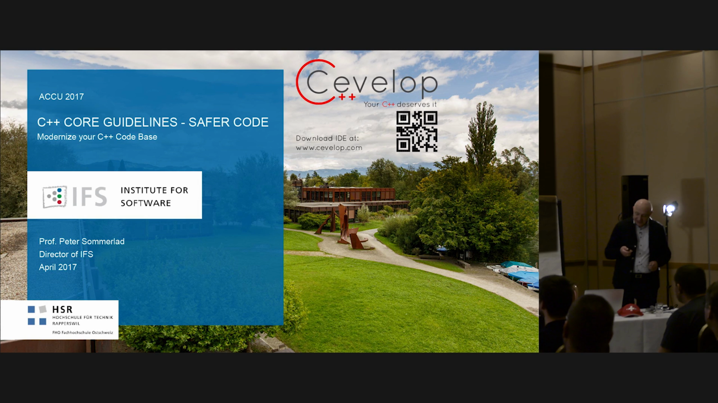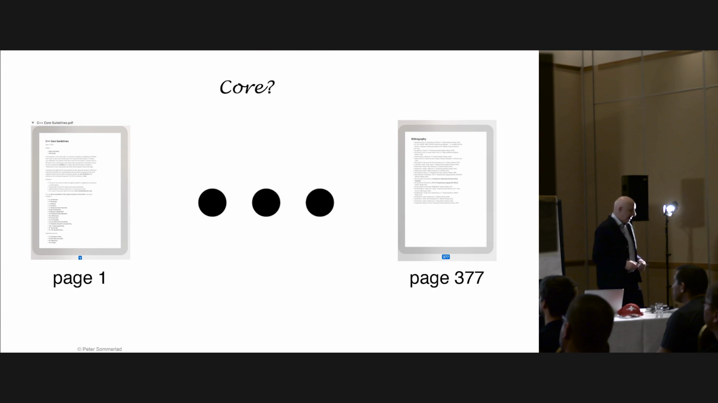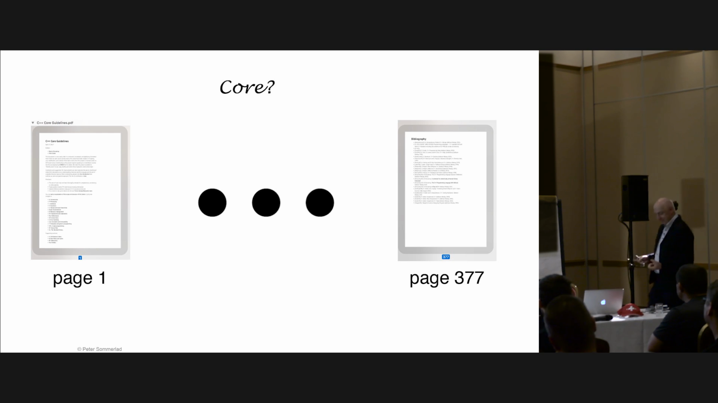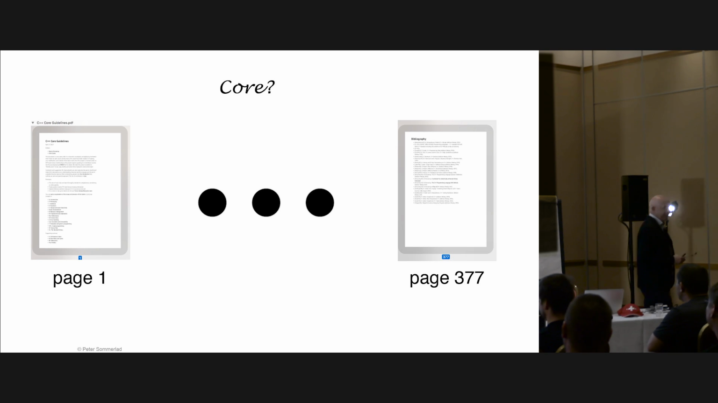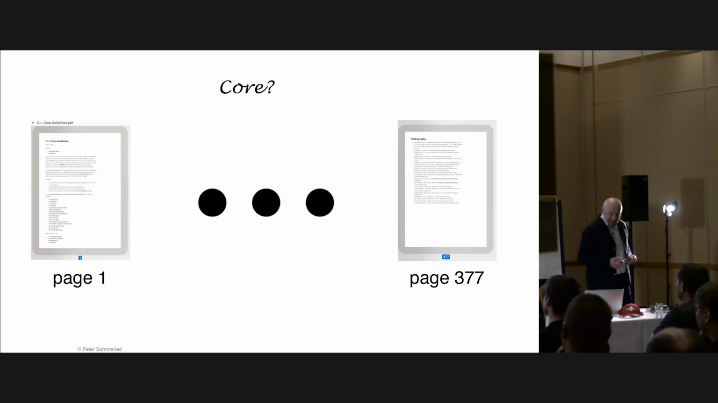Now, if you take a look at the core guidelines, one thing that happened to me: I just downloaded it as a PDF, and I was wondering, why is it called core? A core is something in the core, the essence, and we have 377 pages, at least as rendered on my browser when I generate the PDF. So that's really, really big.